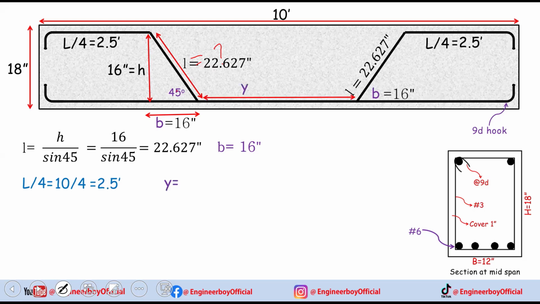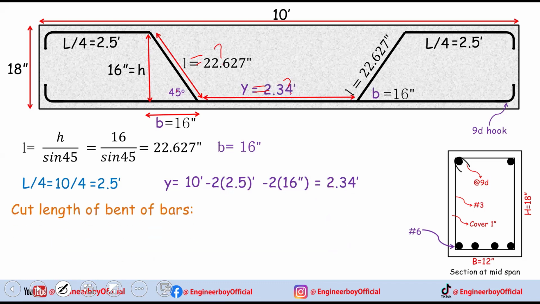Very simple. Now, what should be Y? This is the distance of the bar, okay? You can say the distance of the bar between two bends. And that Y can be, if we just take 10 feet, and then we subtract the L by 4 for one side and the other side, which is 2 times 2.5. That's just been calculated. And then, of course, we will subtract 2 times 16 inches because this is the base of the right angle triangle. Okay, very simple. And that's going to be Y, which is 2.34.